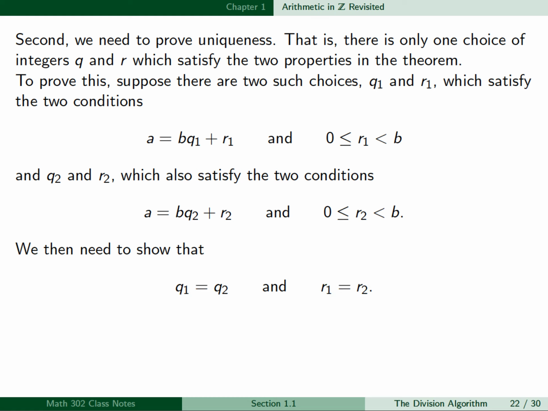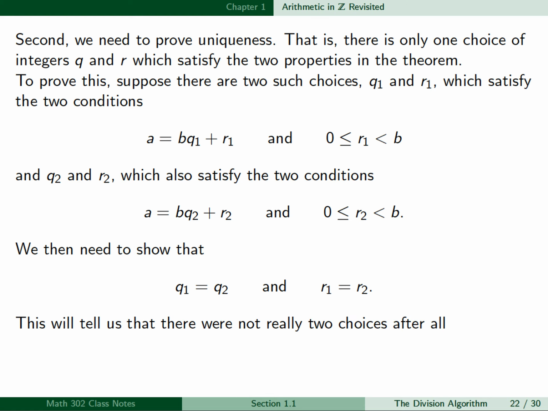We then need to show that q1 is equal to q2 and r1 is equal to r2. This will tell us that there were not really two choices after all, so that the integers q and r are unique.